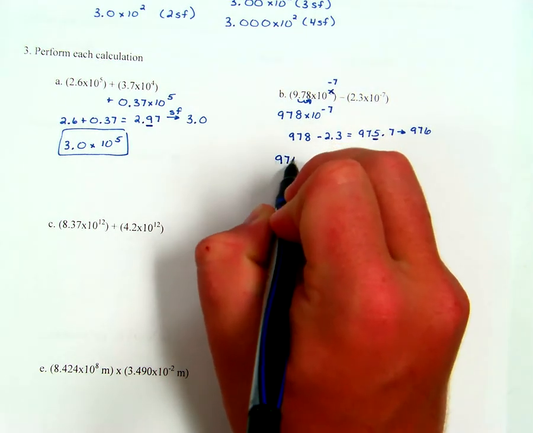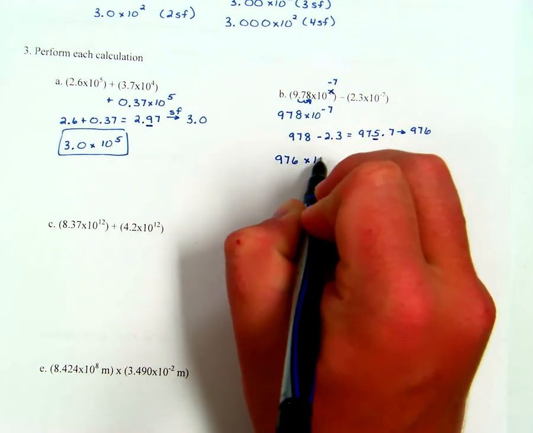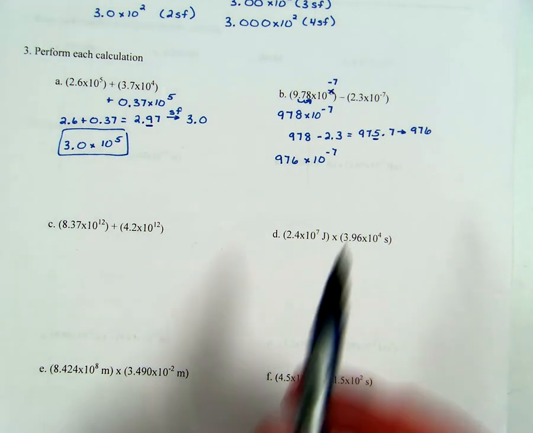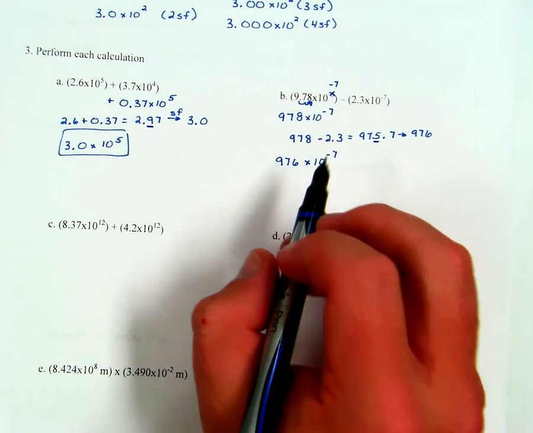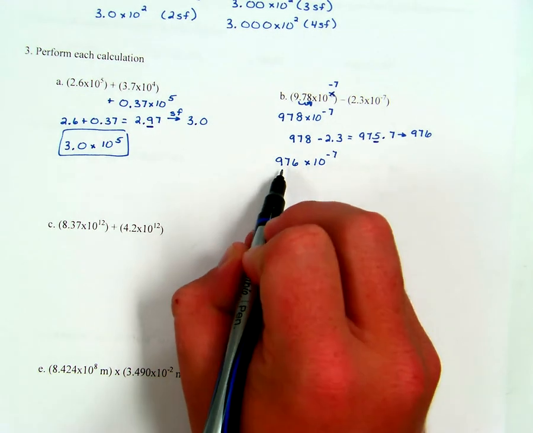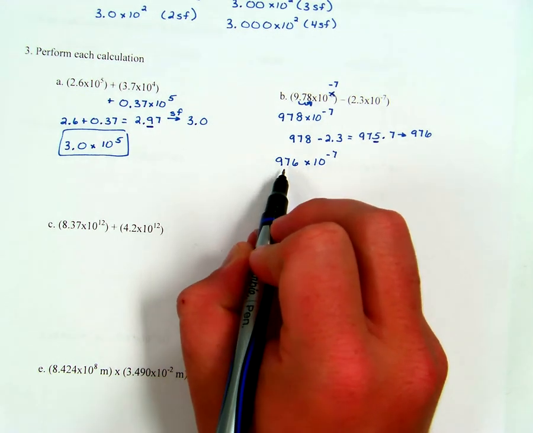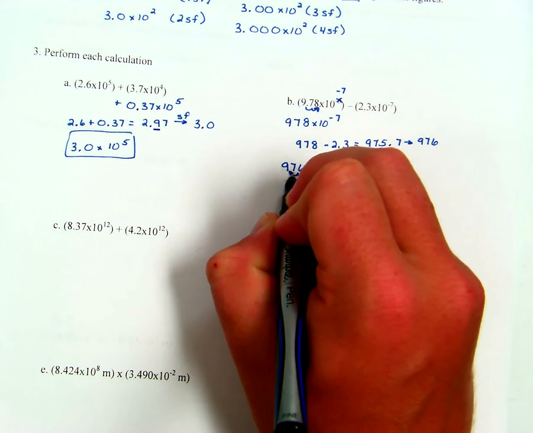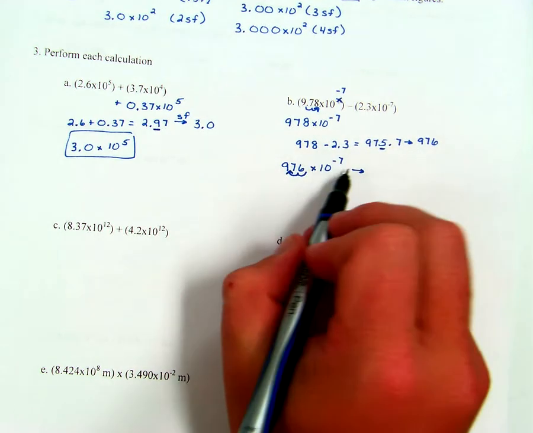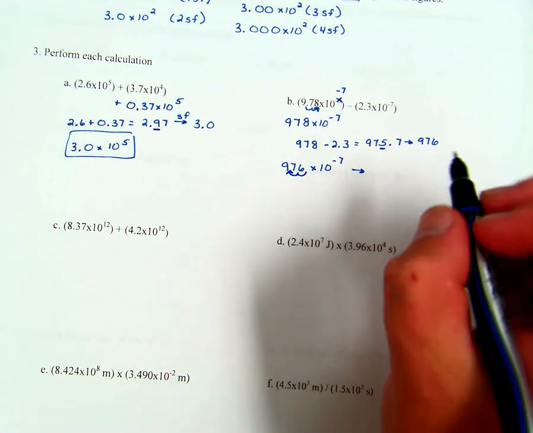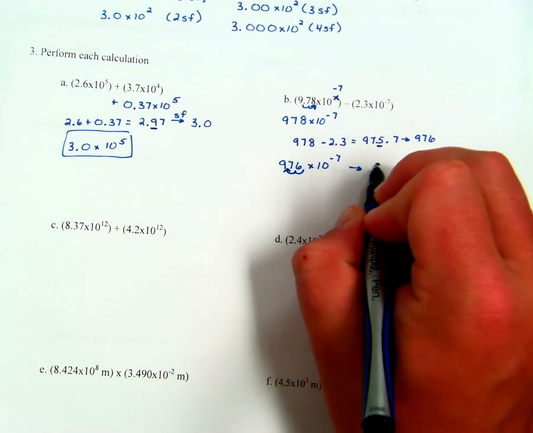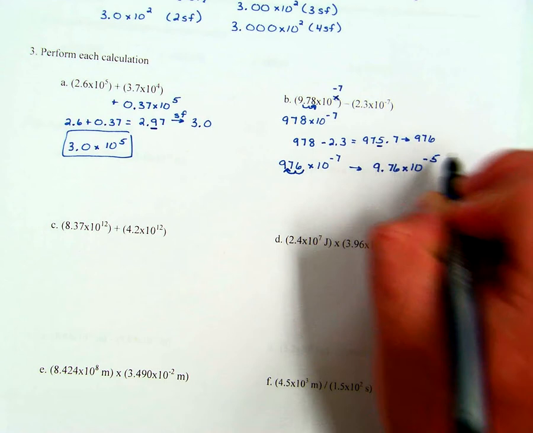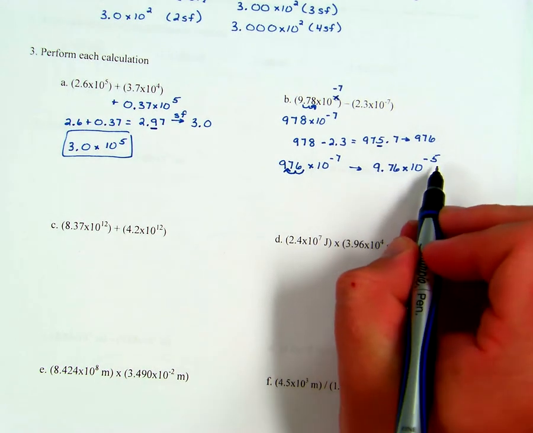Now here's the example of what we talked about earlier. This is not proper scientific notation. I need the decimal point to be here between the 9 and the 7. So I need to change this number a little bit. I need to move my decimal to the left 2 places. When I do that, that will make my exponent bigger by a factor of 2. So that would give me 9.76 times 10 to the negative 5th. Remember, with negative numbers, it's getting bigger if it's getting less negative. So my answer here, 9.76 times 10 to the negative 5th.